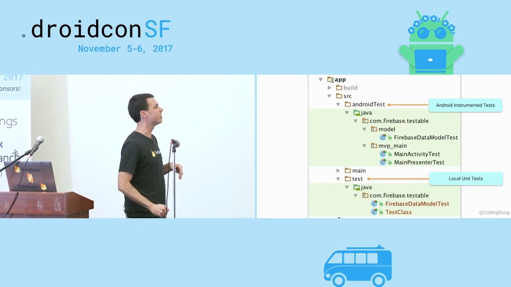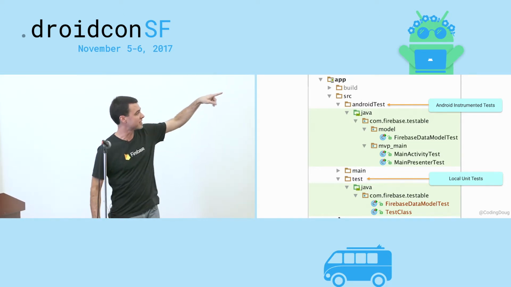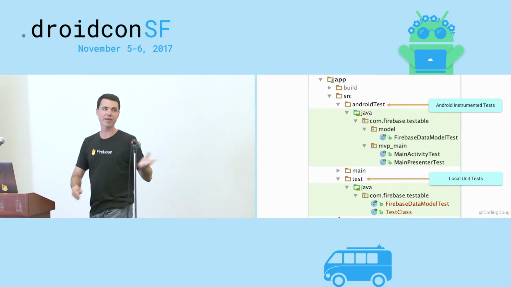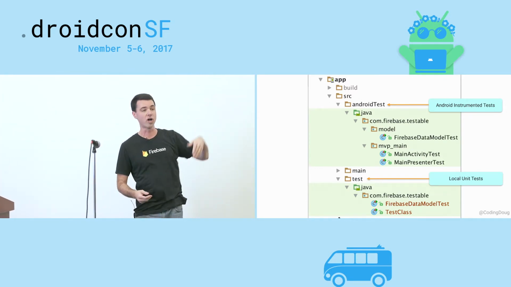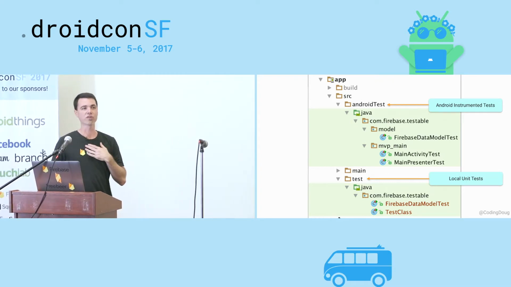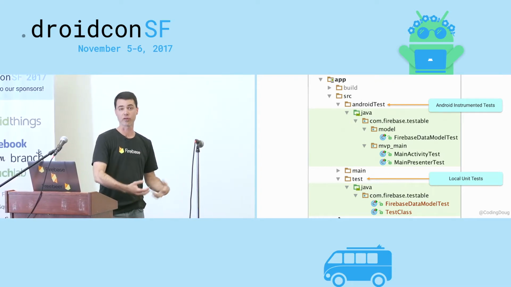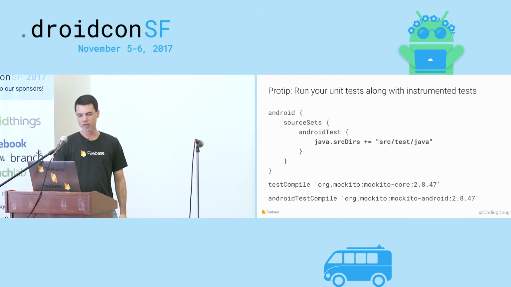Now, if you're working in Android Studio, under the Android test folder, you have your instrumentation tests, and under the test folder, you have local unit tests. And like I said, local unit tests typically run on your computer. Instrumentation tests run on a device. The thing is, I don't like to run them separately. I want to run them all together, and I want to run them all together on as many devices as possible. So there's a little pro tip here.